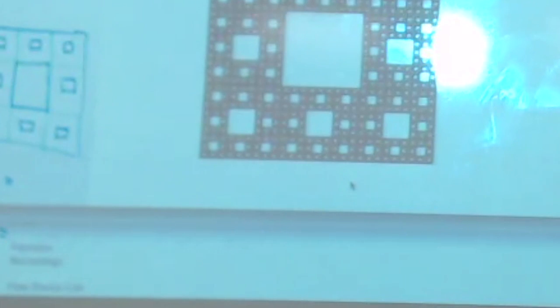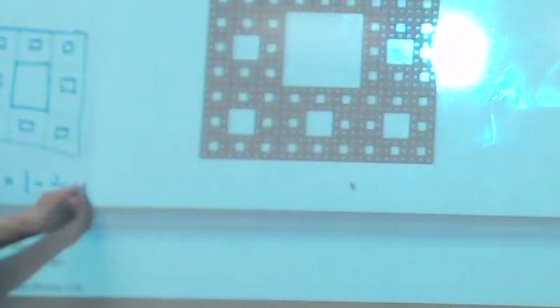1 minus 1/3 squared minus 1/9 squared. Notice that the pattern we're observing really lends itself to a recursive definition. You're really just taking the previous answer, right? That's a recursive pattern. But at the same time, let's just leave it like this. So that's the previous area, but then we're going to be subtracting from it how many?